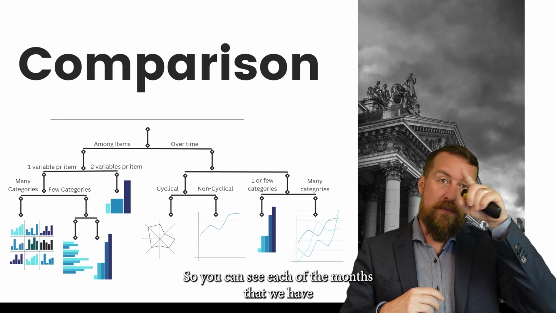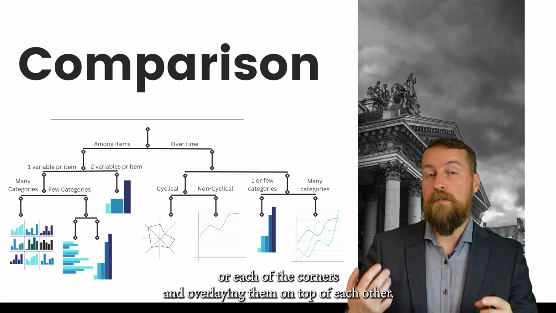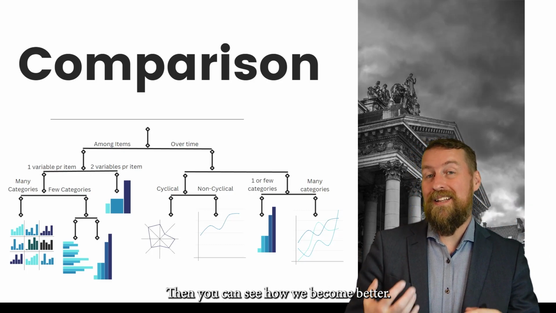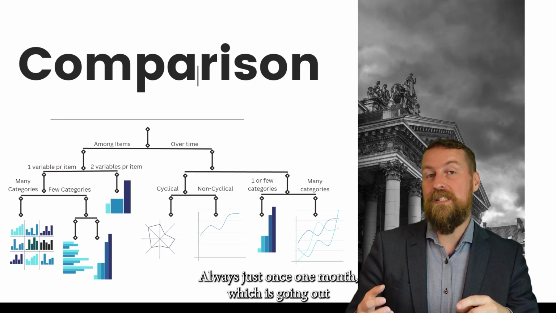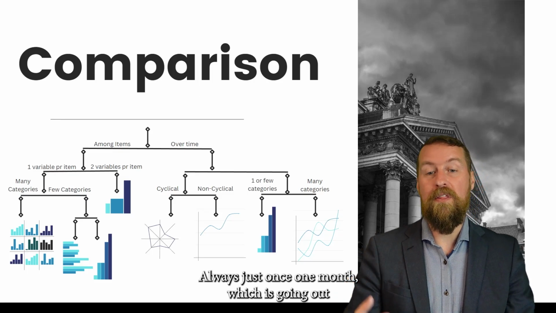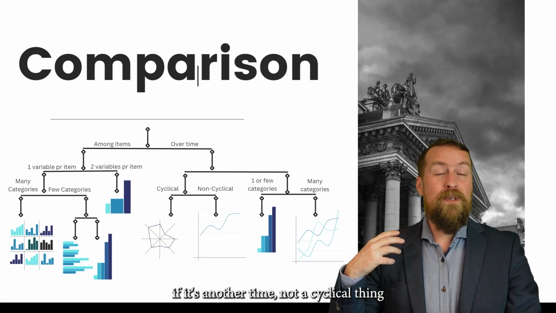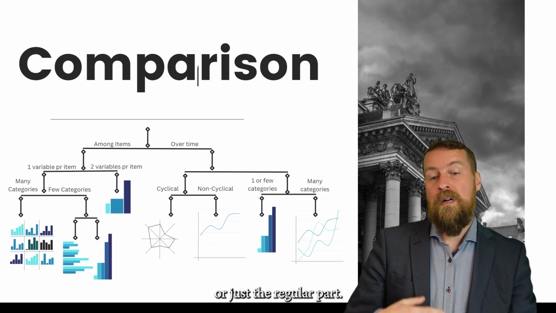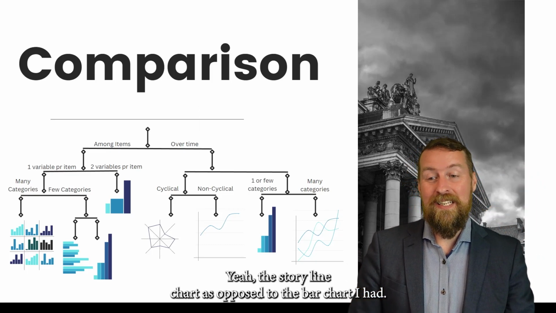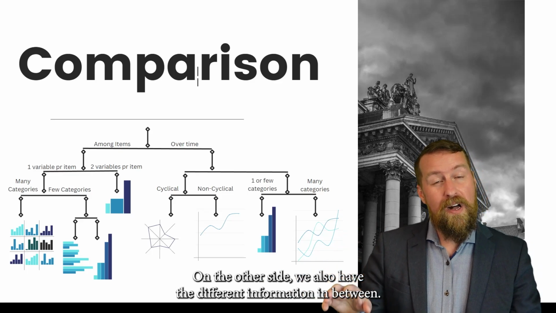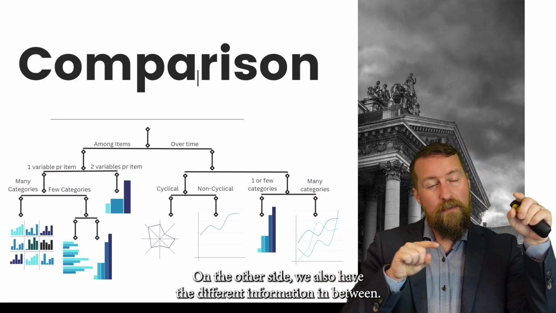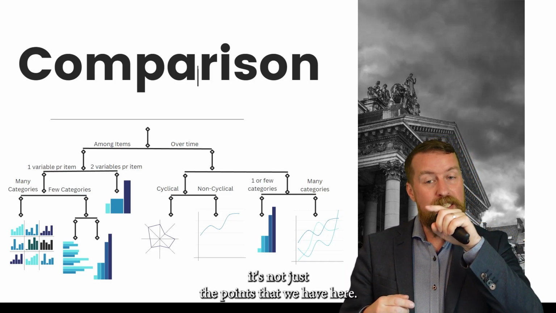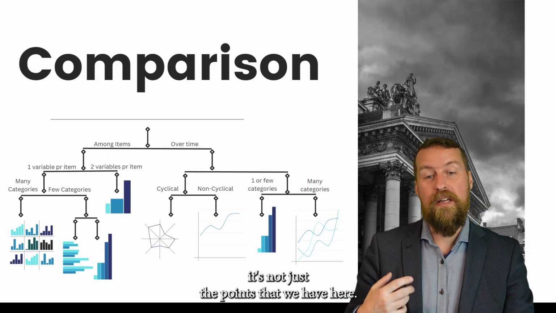So you can see each of the months that we have, or each of the quarters, overlaid on top of each other. Then you can see, are we becoming better, or is it just one month which is going up? If it's, on the other hand, not a cyclical thing, well, just the regular line chart, as opposed to the bar chart I had on the other side, we also have the different information in between. So we want to show that it's not just the points that we have here.